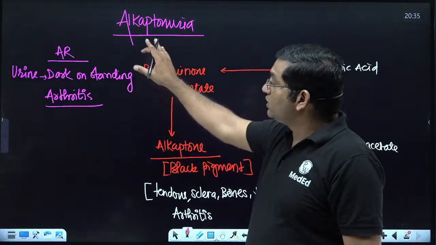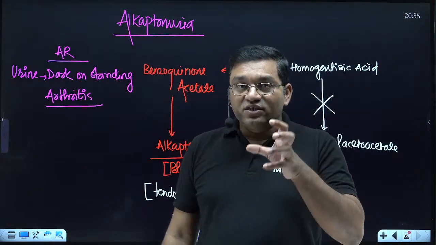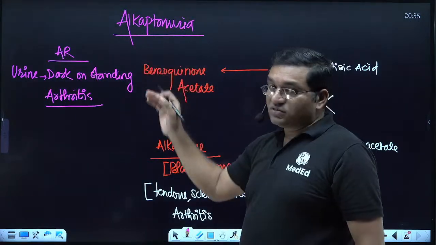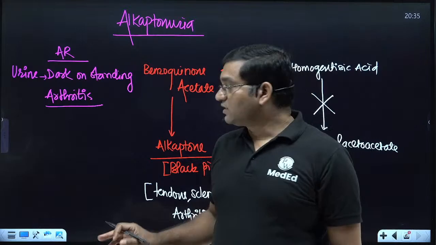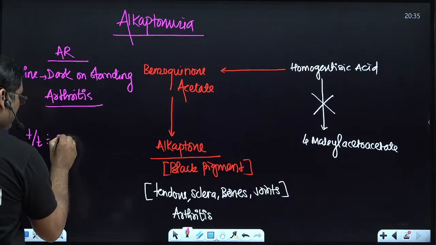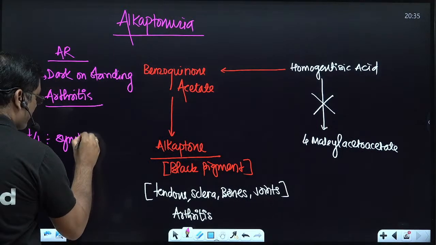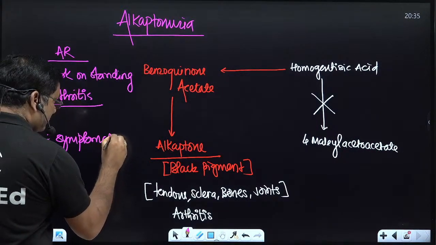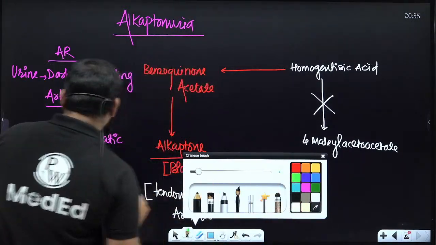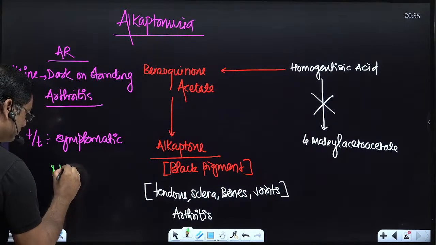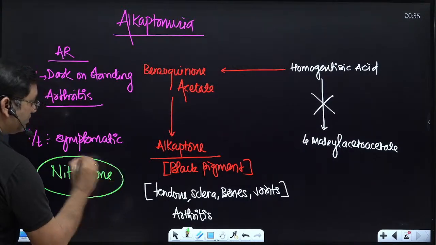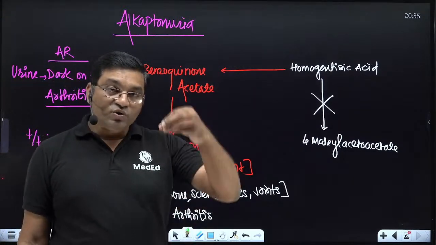So this is an important disorder, alkaptonuria. It is included in Garrod's tetrad. Now what is the treatment? Symptomatic treatment is given for the arthritis, and now a new drug is there which is given in the treatment. The name of the drug is nitisinone. This is a new drug given in patients with alkaptonuria to reduce the symptoms.